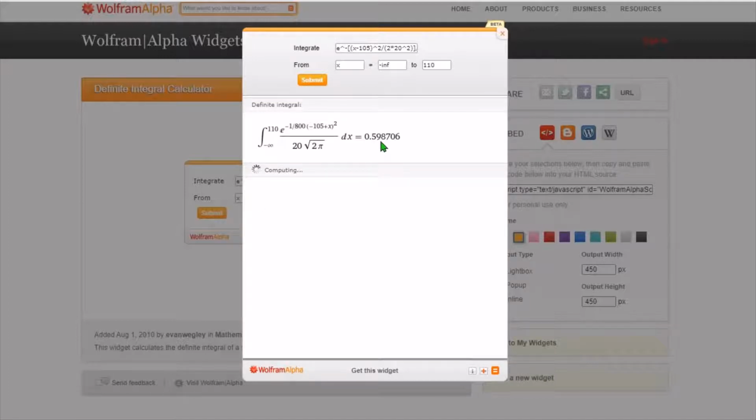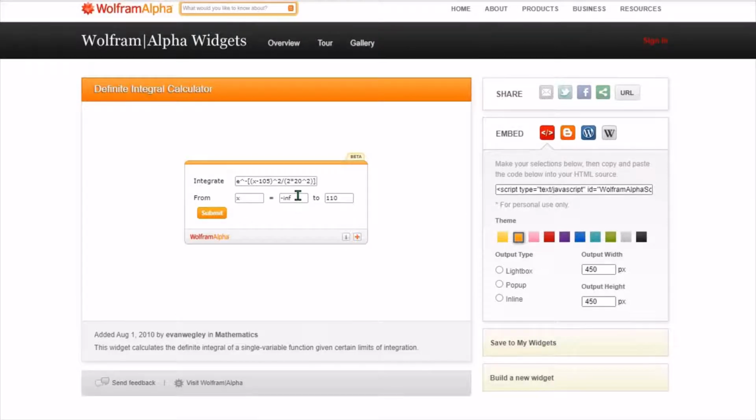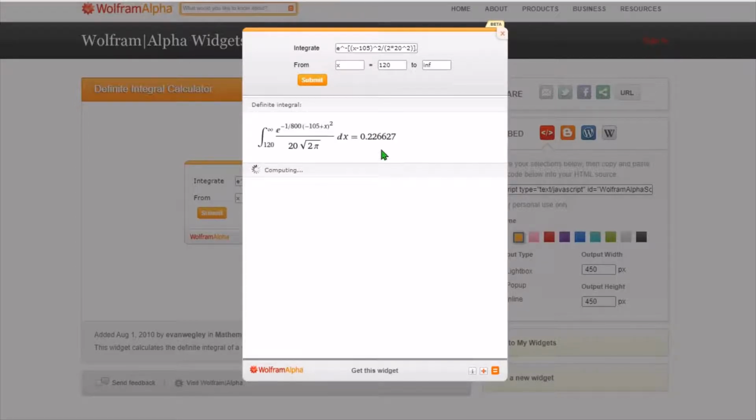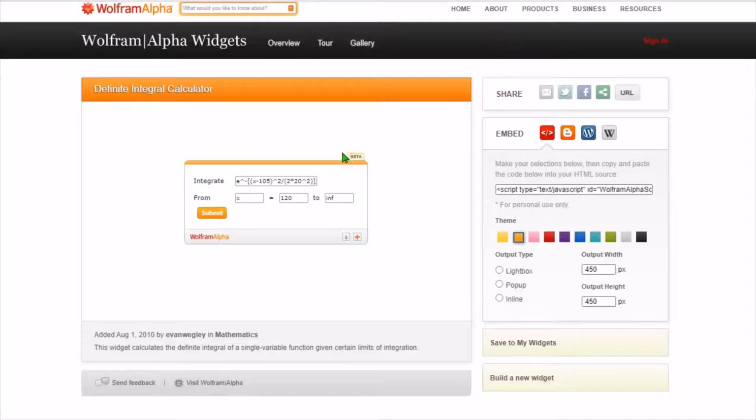So that is 59.87%. What is the probability that x is greater than 120? So x is from 120 up to infinity. That's 22.6%. Okay, we have all the necessary tools. Now we can start solving the problems.